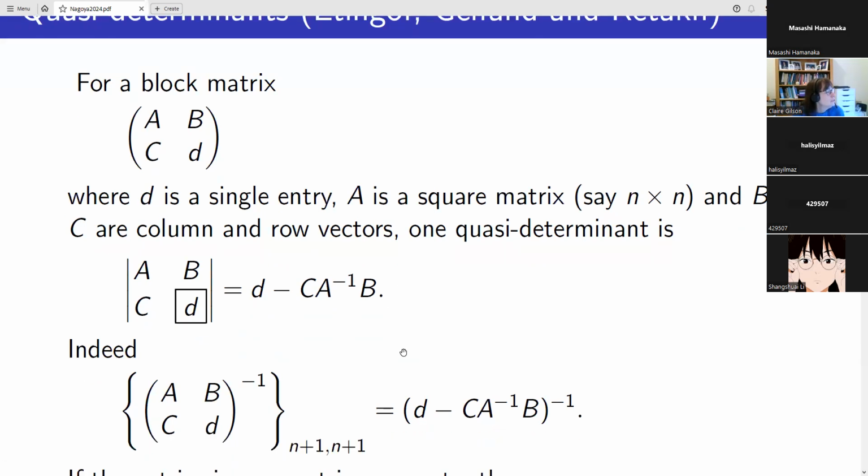Indeed, if you do things, you realize that this object here, D minus C A to the minus 1 B, is really nothing but, if you take the inverse matrix and take the bottom corner entry, the inverse of the quasi-determinant. So quasi-determinants are very much related to matrix inverses.